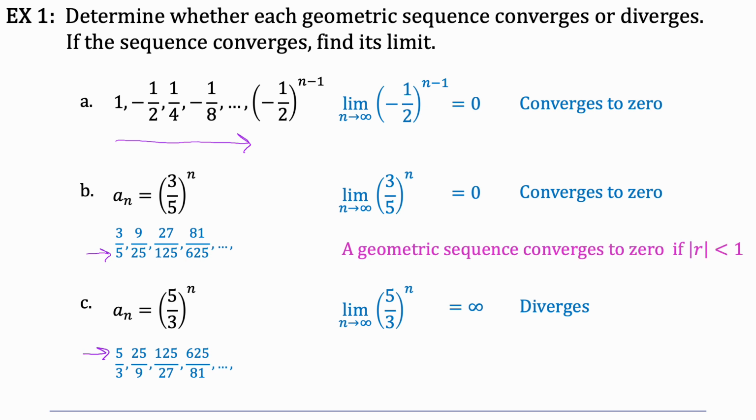Now, just note for future reference, a geometric sequence will converge to 0 if the absolute value of the common ratio is less than 1. A geometric sequence will diverge if the absolute value of the common ratio is greater than 1. That's going to come in handy later.